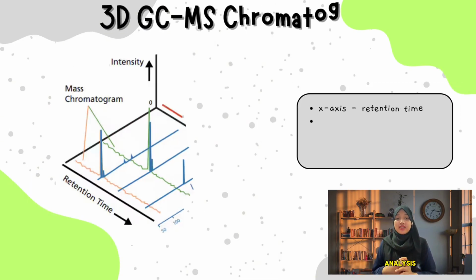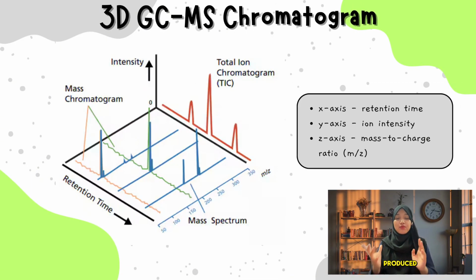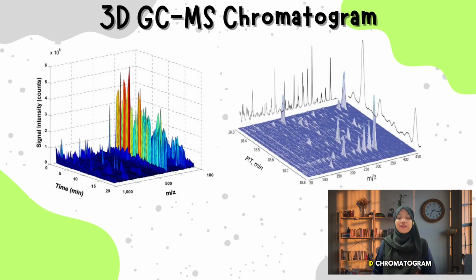Also, in GCMS analysis, a 3D GCMS chromatogram can be produced, providing a richer and more detailed view of the sample. Retention time on the x-axis shows when each compound elutes from the gas chromatograph, ion intensity on the y-axis represents the abundance of detected ions at each time point, and mass to charge ratio m/z on the z-axis indicates the mass of ion fragments detected by the mass spectrometer. This 3D plot allows us to visualize how the intensity of specific ion fragments changes over time, enabling simultaneous qualitative and quantitative analysis. Here is another example of a 3D chromatogram.